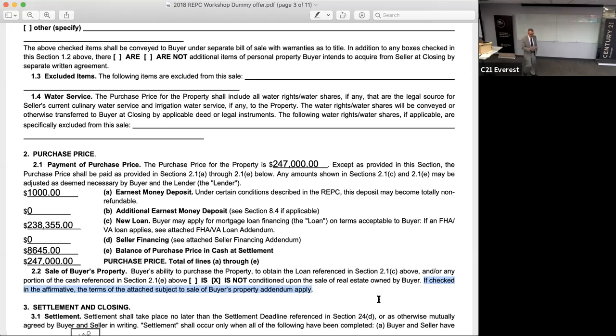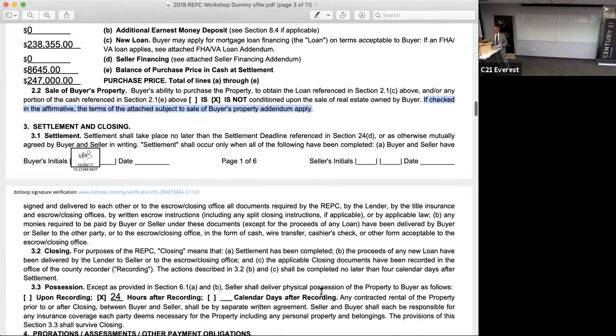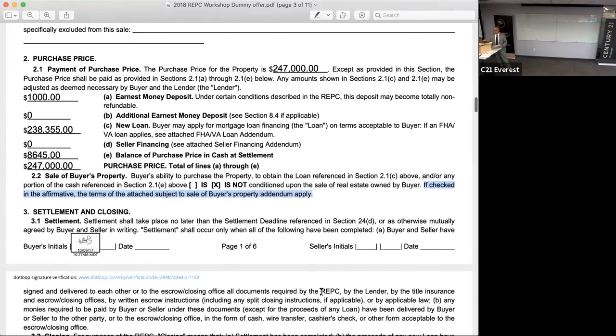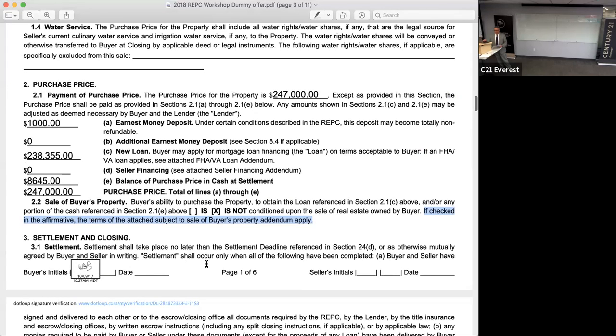Sometimes agents will say, well, we checked the box is, saying that it is conditioned upon the sale of their home, and they think that's good enough. If you're going to check the is box, notice that it says the terms of the attached subject to sale of buyer's property addendum apply, which means you have to use that. All right. Next then. So, any concerns with the initials on there? Anybody have? Nope. All right.